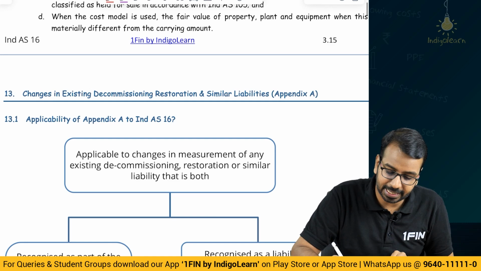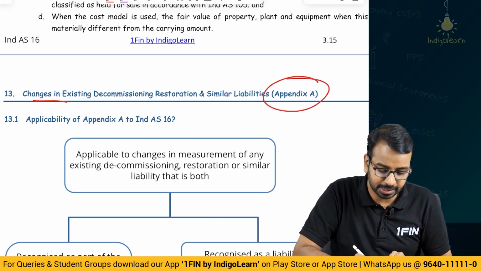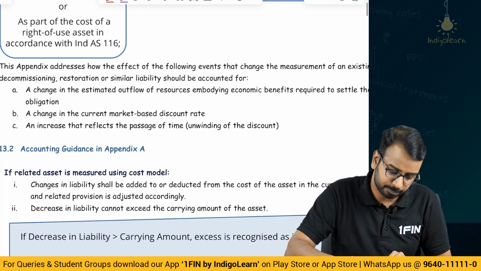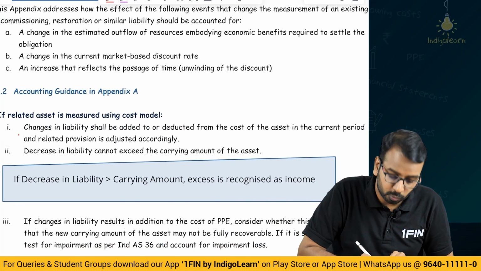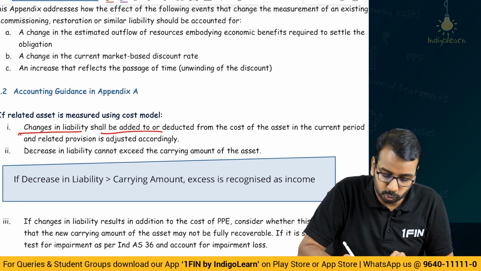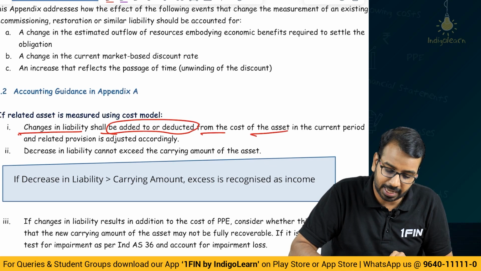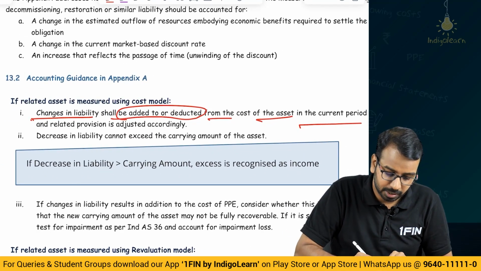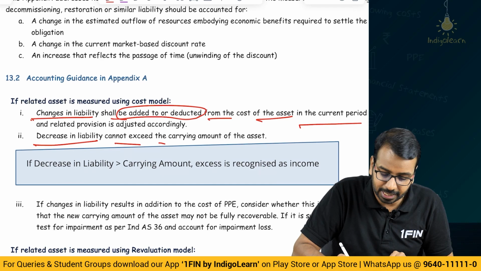Then there is a specific guidance in Appendix A related to changes in existing decommissioning, restoration and similar liabilities. So here what you have to keep in mind is, whatever is the change in liability shall be added to or deducted from the cost of the asset in the current period, and decrease in liability cannot exceed the carrying amount of the asset.